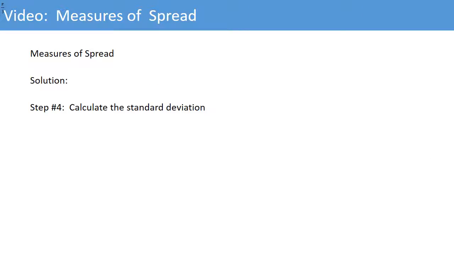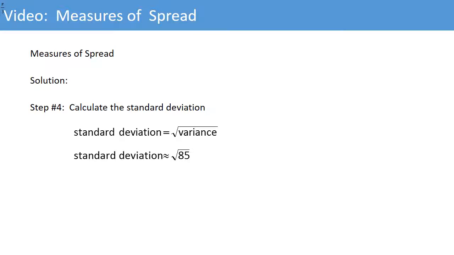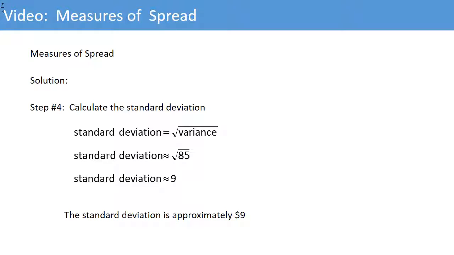Step number 4, calculate the standard deviation. The standard deviation is equal to the square root of the variance. The standard deviation is the square root of 85, which means the standard deviation is approximately 9. That means the standard deviation is approximately $9.